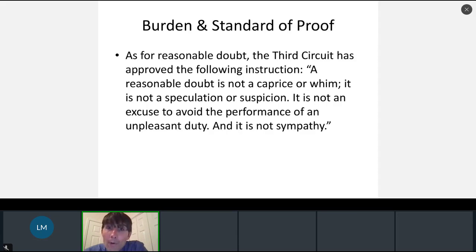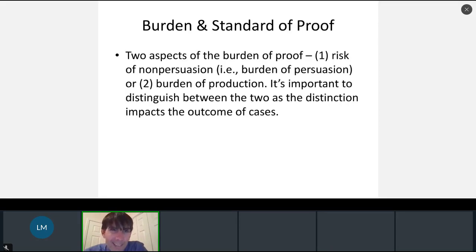As for reasonable doubt, the Third Circuit has weighed in and approved the following instruction. A reasonable doubt is not a whim. It is not a speculation or suspicion. It is not an excuse to avoid the performance of an unpleasant duty, and it's not sympathy. So we as defense attorneys loathe this instruction.